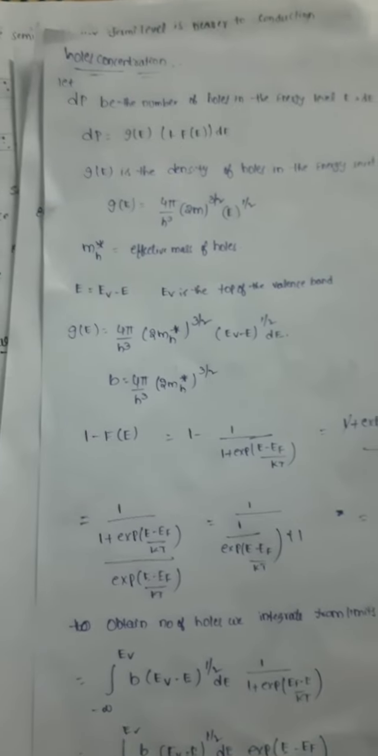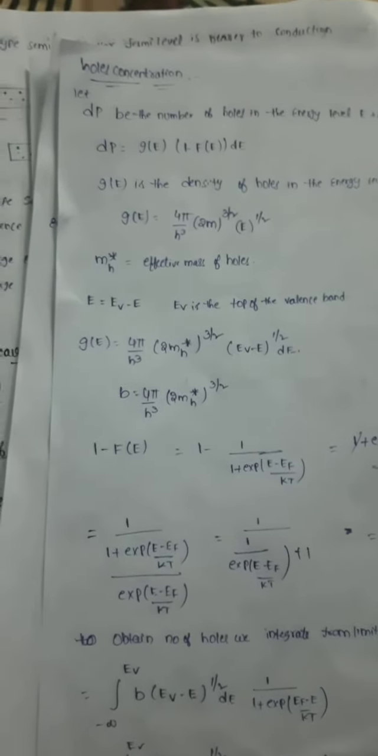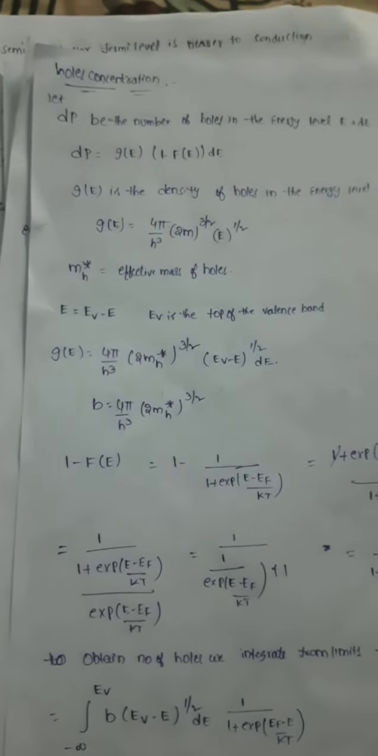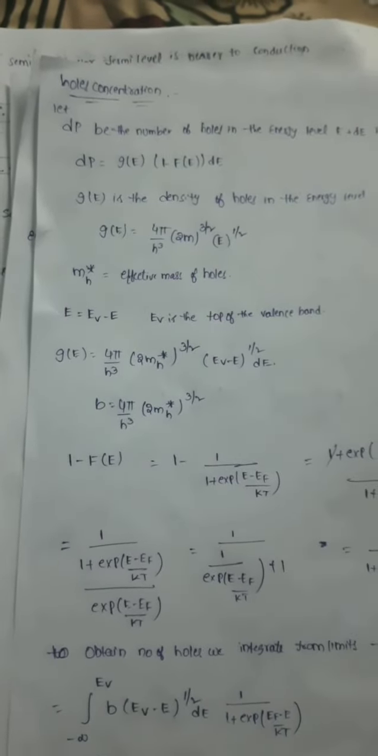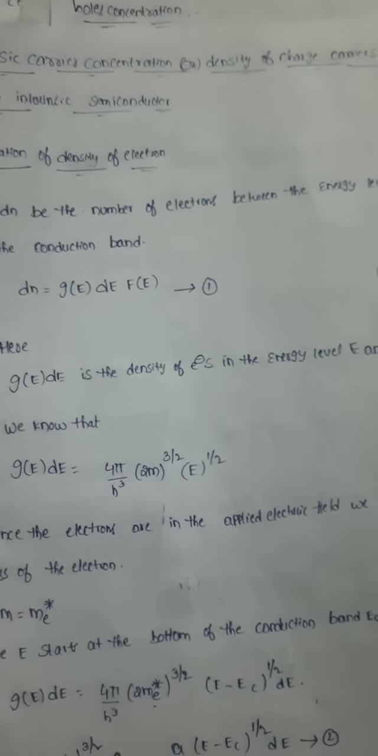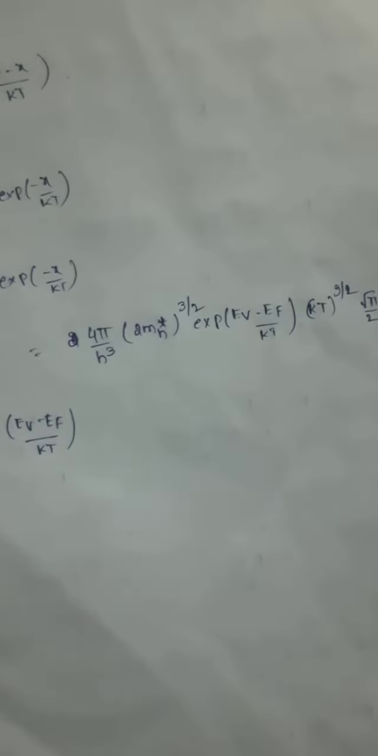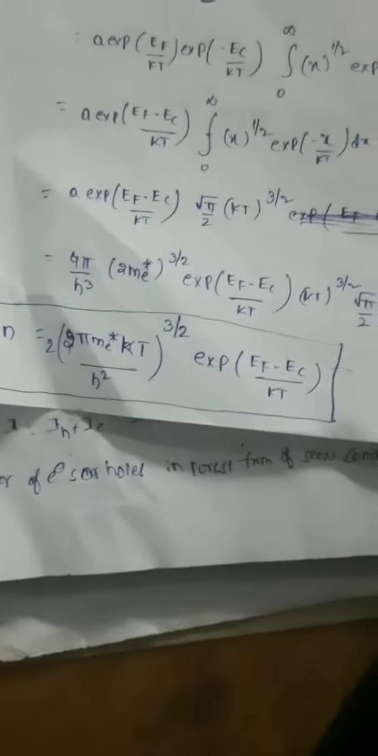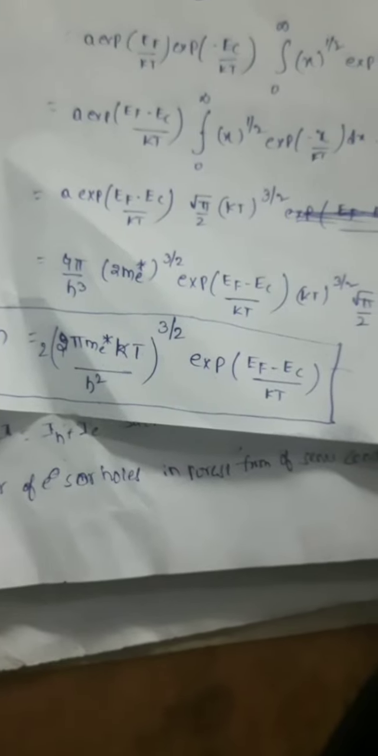So the very next task of ours is finding the expression for hole concentration in the intrinsic semiconductor. It is quite similar to the intrinsic charge carrier concentration. If we replace the effective electron mass with the effective hole mass, we obtain the expression for the holes in the intrinsic semiconductor. And the expression for the electrons in the intrinsic semiconductor is 2 into 2 pi m star KT by h square whole power 3 by 2 exponential of EF minus EC by KT.